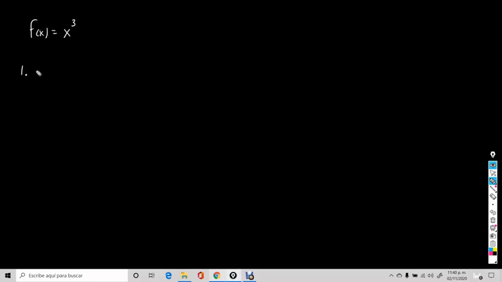Number 1, get f prime. Quickly, we get f prime of x equals 3x squared. Number 2, what are the turning points? Try to find them.